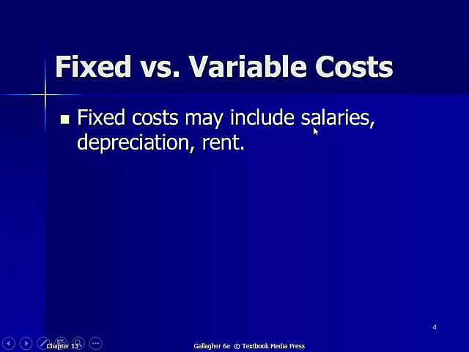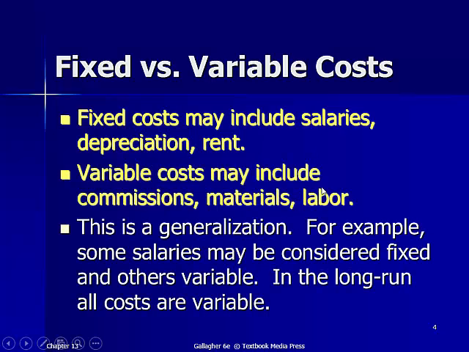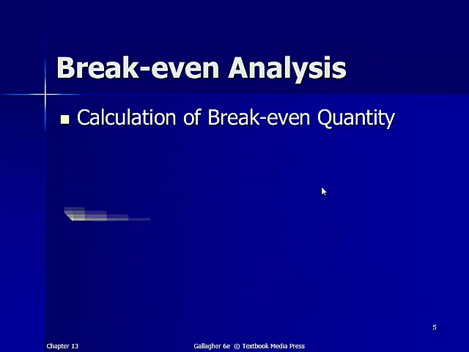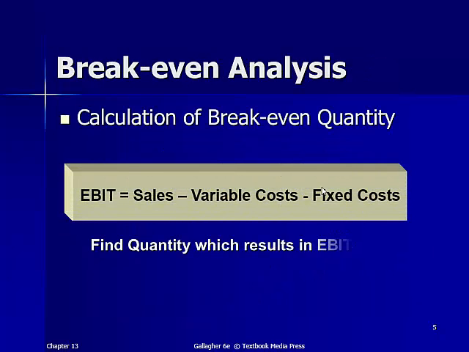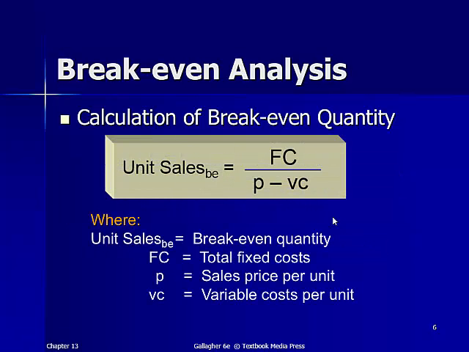Companies have been known to lay off workers, which would convert a salary expense into a variable cost, but we'll stick with the norms of what analysts tend to use. On the variable cost side, we'll have commissions, materials and labor that go into our cost of goods sold. And so we want to find the quantity that makes EBIT or operating income equal zero. That is the quantity of units sold.